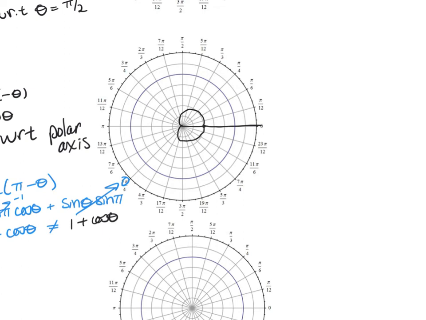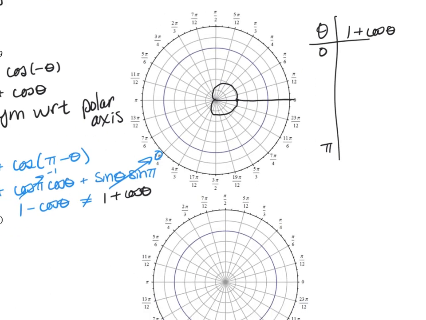Something like that. And you should check this by doing your theta. Because of the fact that this is symmetric with the polar axis, you would start at 0 and end at pi. And then you would put that into the equation 1 plus the cosine of theta.